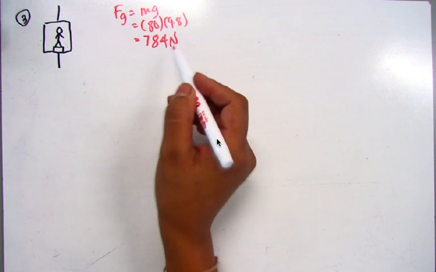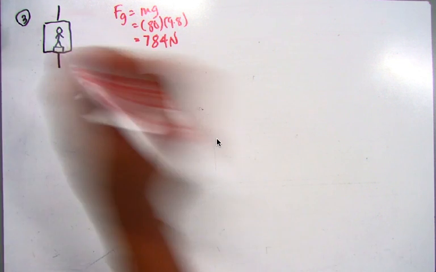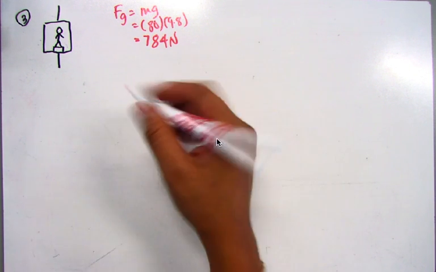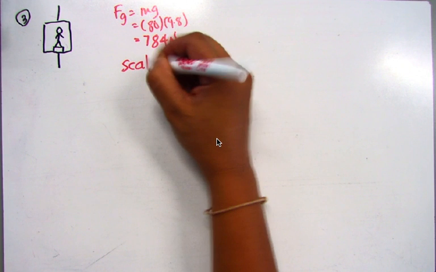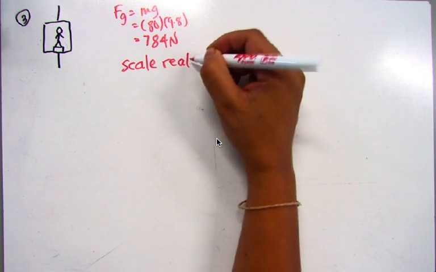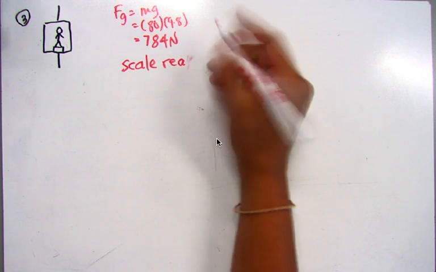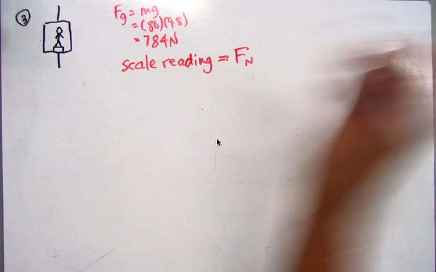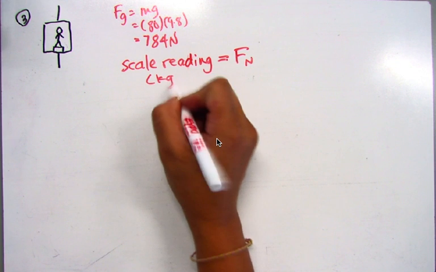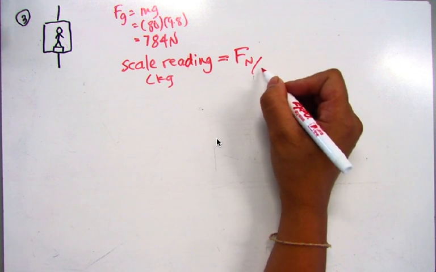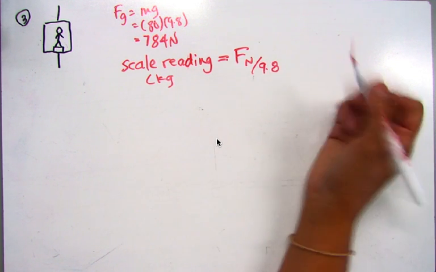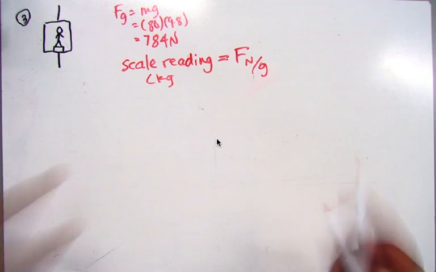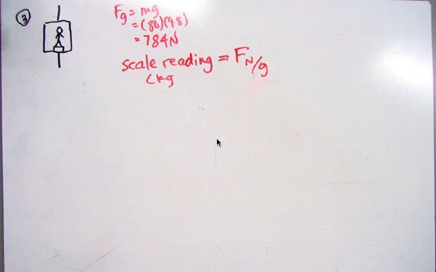But what it's still measuring, the scale reading, as we talked about in the previous question, is always talking about force, normal force. In this case, since we want it in kilograms, we're going to take the normal force and divide it by 9.8, or by g, if you want to be more formal about it. Okay? So what are the forces acting on the person?